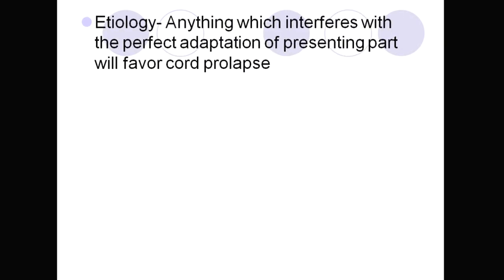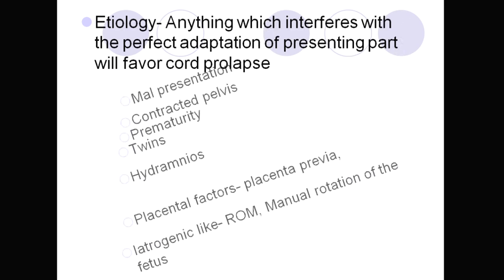Etiology, how it happens: anything which interferes with the perfect adaptation of the presenting part. That means the head is a well-fitting presenting part. In cephalic presentation, when the head is coming, because the head is round, it fits perfectly to the pelvis, so nothing can be swept. But if it's an ill-fitting presenting part, such as face, buttocks or shoulders, there is a gap between the presenting part and the pelvis, so the cord can come out.